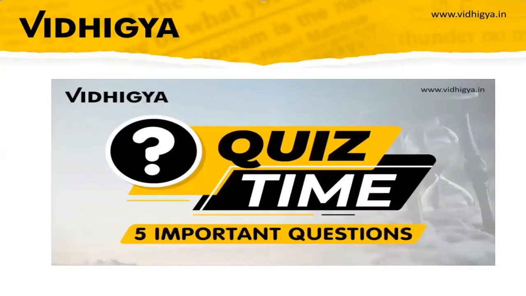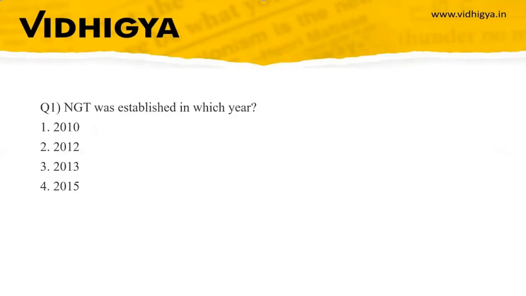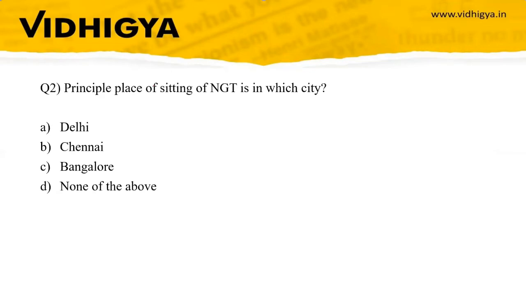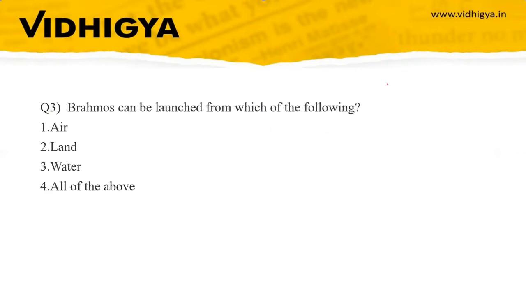Now we'll discuss 5 questions. Question number 1: NGT was established in which year? Your options are 2010, 2012, 2013, 2015. The correct option is 2010. Question number 2: principal place of sitting of NGT is in which city? Delhi, Chennai, Bangalore, none of the above. The correct option is Delhi. The others are Pune, Bhopal, Chennai, and Kolkata. These are the 4 other benches of NGT.